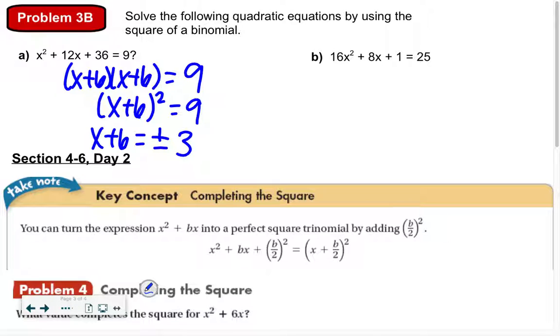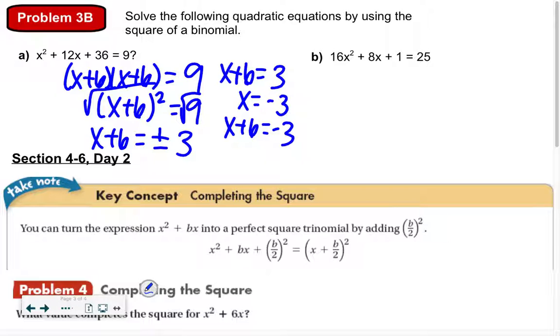Okay, so far so good? Why do we lose the squared thing? Because when we square root, oh yeah. Okay, never mind. What are my two equations? Somebody give me one. x plus 6 equals 3. x plus 6 equals -3. If x plus 6 equals 3, what's x? 9. No? Is that not right? That's what I got. Yeah, that's right.